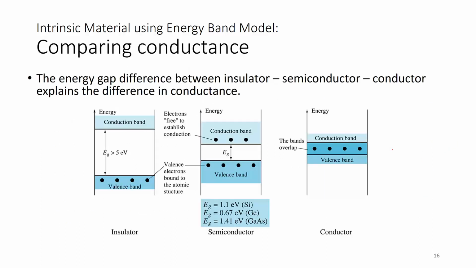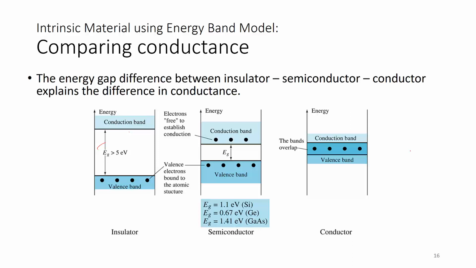Okay, now let's compare conductance of insulators, semiconductors and conductors. The energy gap difference between insulator, semiconductor and conductor explains the difference in conductance. This is how the energy band model describes it. If it's an insulator, the energy gap is wide. Because it's wide, electrons from the valence band need to absorb a lot of energy to travel from the valence band to the conduction band to overcome the energy gap. If the energy gap is large, it's going to be difficult for the electrons to jump to the conduction band, meaning that there are not many carriers in the conduction band.